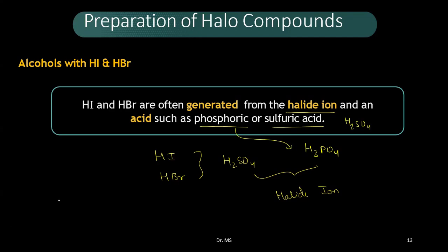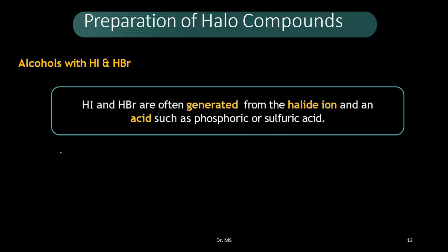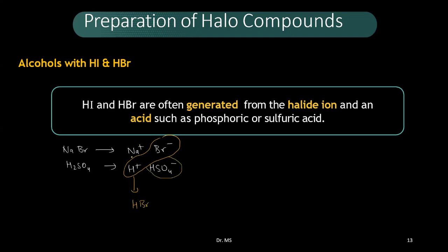So remember this reaction. CH3CH(OH)CH3, in the presence of HBr, you will be using H2SO4 and sodium bromide. We will be using two things: NaBr and H2SO4. NaBr turns into Na plus and Br minus, and H2SO4 turns into H plus and HSO4 minus. Now see here, this Br minus and H plus are opposite charges, so they will result in HBr. And Na plus and HSO4 minus, being opposite charges, will turn out to be NaHSO4.